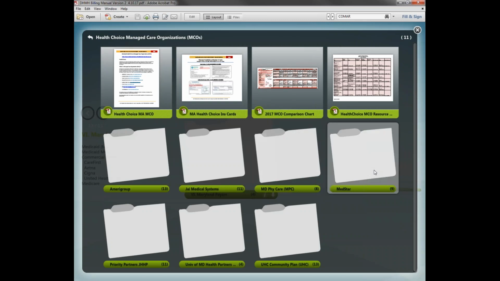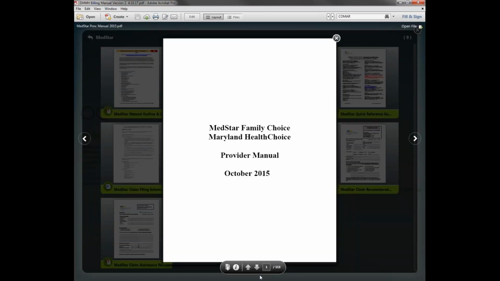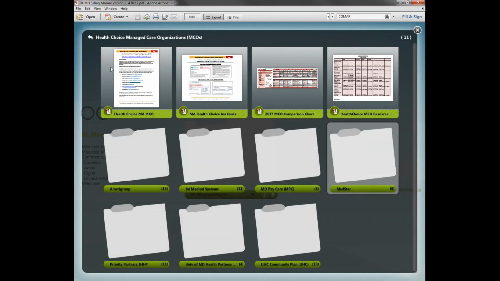Okay, MedStar. Again, there's the same information for MedStar, their provider manual, and you will notice that most of the provider manuals have sections that are identical, and that's because there are certain things they are required to do under the state of Maryland. So they will be very similar, and all of them will have the same verbiage for your self-referral products.